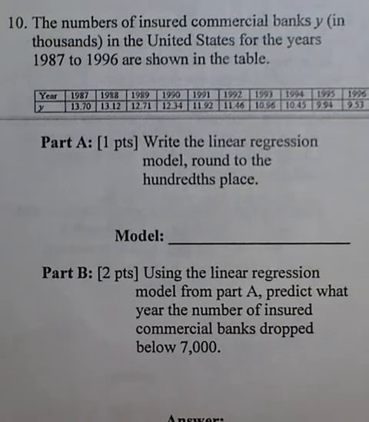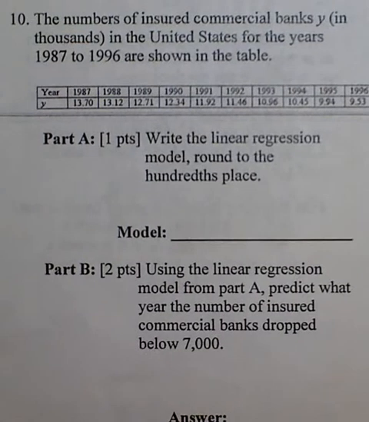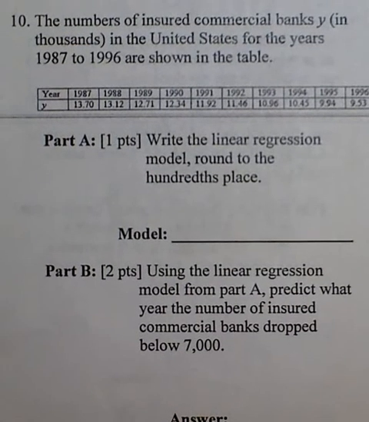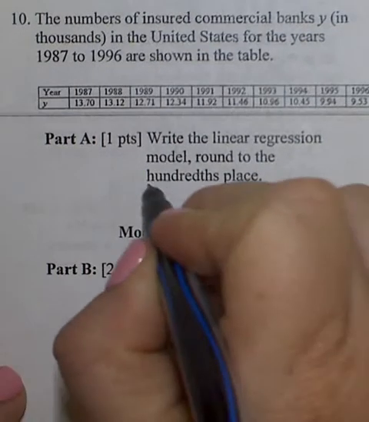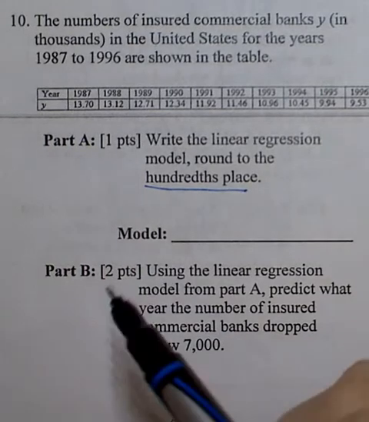Unit 1 review problem number 10 is a linear regression problem. The number of insured commercial banks in the United States for the years 1987 through 1996 are shown in the table. Write a linear regression model and round to the nearest hundredth. Don't forget this part. Okay, so I like to write over the top of this.